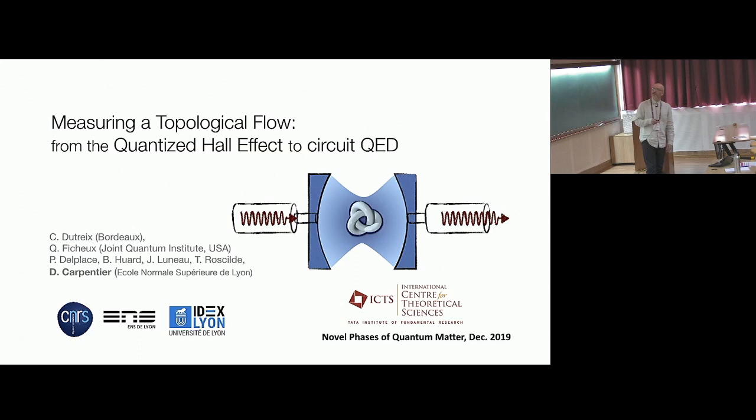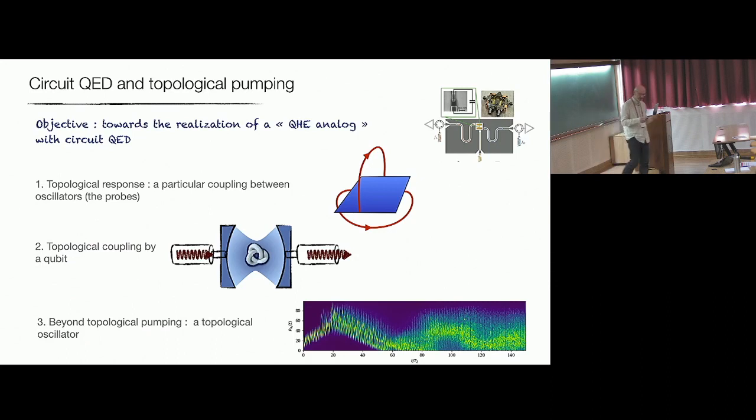And today I will talk about some very simple thing, which is, can we realize in circuit QED, meaning with just harmonic oscillators and qubits, so few-level systems, a phase which has physical properties related to the topological quantum Hall effect. So a very simple quantum Hall phase, but really focusing on the transport properties of these phases. And that's really the purpose of this talk: how to realize such a quantum Hall analog.